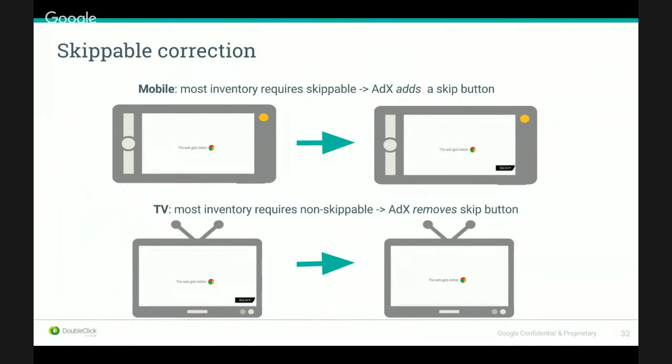We now provide an opt-in option called skippable correction, which makes this a lot easier. If you as a bidder or a buyer opt into this setting, we'll take care of this skippable logic for you. So if you get an ad request and it requires skippable and you've opted in, then we'll make sure that your VAST XML is skippable whether you've added that or not. Likewise, if the ad request requires non-skippable, we'll make sure to remove the skip function for you. But this is an opt-in feature.